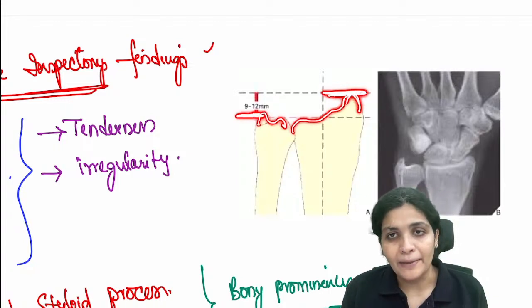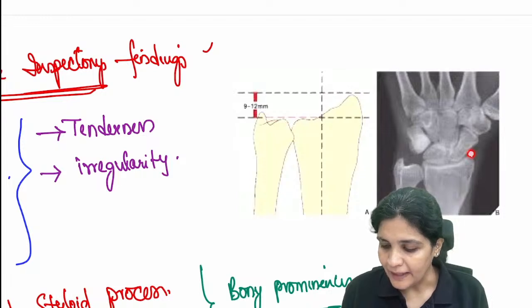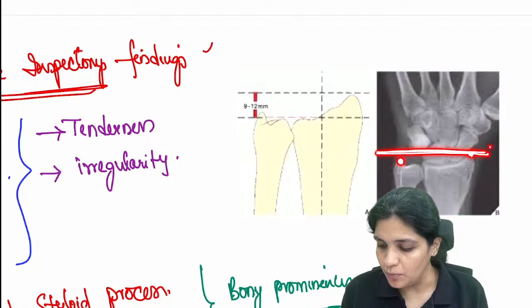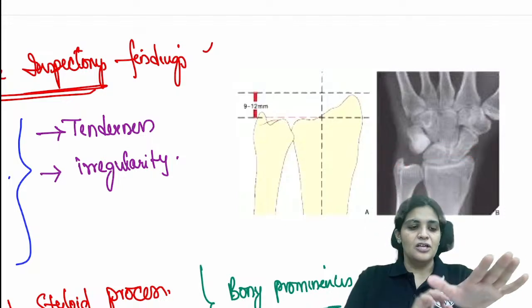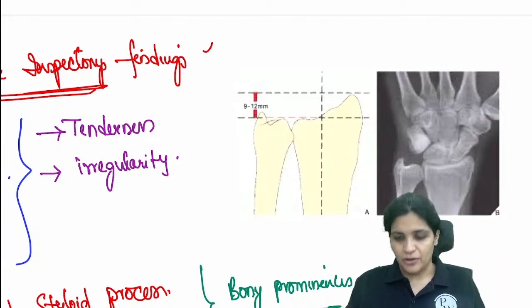So this is the normal variant. So this is here and this is here. This appears to be more proximal, and this appears to be more distal. That means towards the hand. So the radial styloid is here, that is distal, and the ulnar is more proximal.